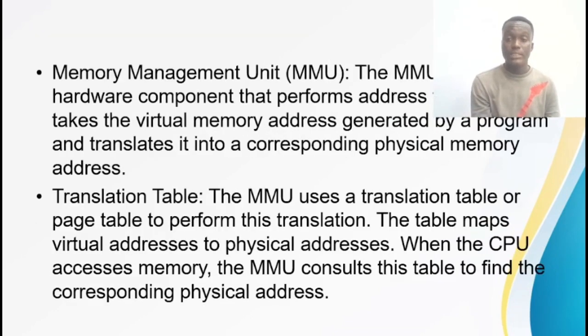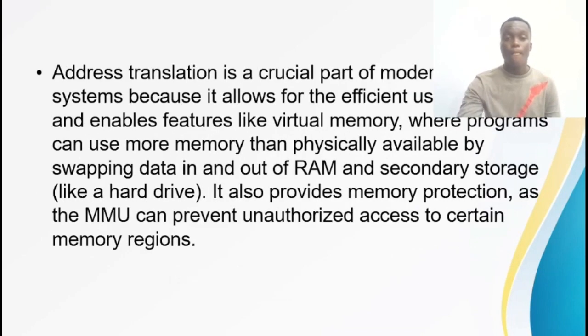Memory Management Unit. So the MMU is a hardware component that performs address translation. It takes the virtual memory address generated by a program and translates it into a corresponding physical memory address. Translation table. The MMU uses a translation table or page table to perform this translation. The table maps virtual addresses to physical addresses. When the CPU accesses memory, the MMU consults this table to find the corresponding physical address.